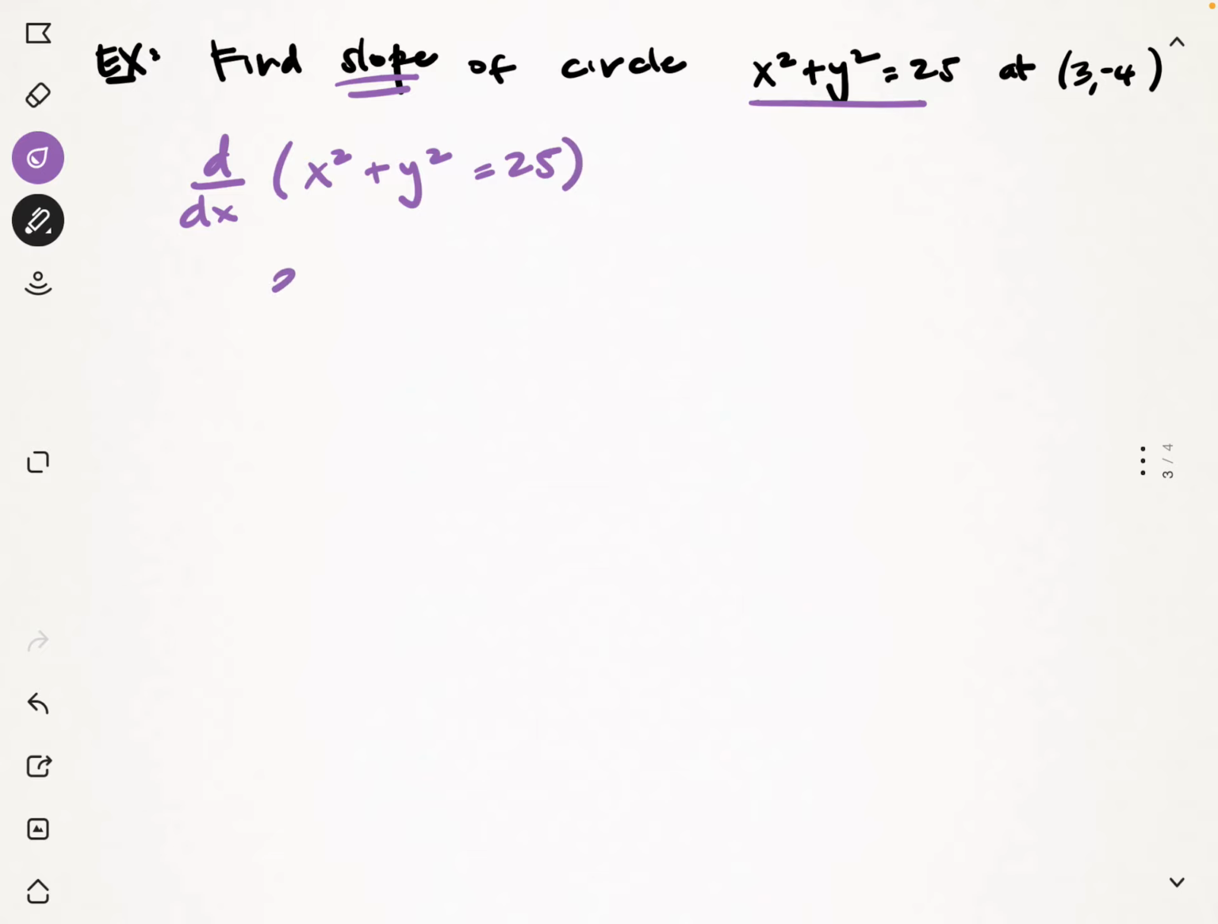So x squared is 2x. y squared is 2y, but because we derived the y with respect to x and we don't know what that looks like, we have to say dy dx. And then the derivative of 25 is 0. Okay, step 2, we said we're going to try to solve this for dy dx, so we're going to have to subtract our 2x.